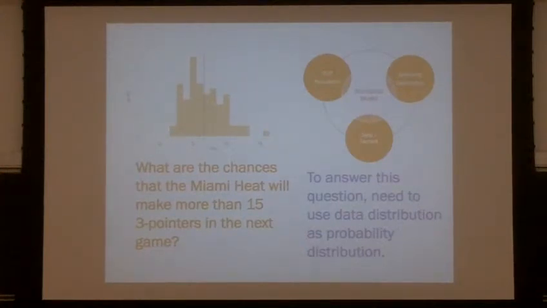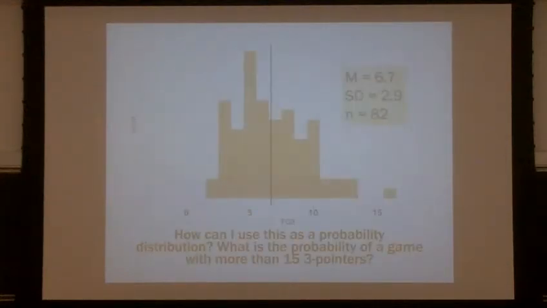If we want to know what's the chance of the next game having more than 15 three-pointers, we would need to treat this as a probability distribution. So see if you can think about how you would do that. How can I use this as a probability distribution to answer the question, what is the probability of a game with more than 15 three-pointers? See if you can figure out a way to answer that question based on this distribution.